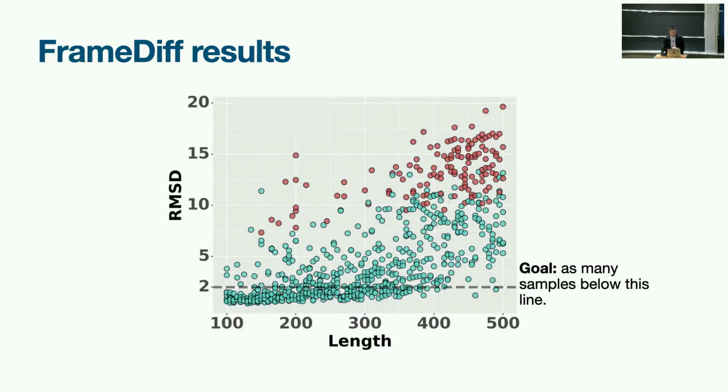And so this was back in 2021. Things have gotten a lot better since, but just to show what we found as an initial step, we were able to sample things that actually pass this 2 RMSD threshold of what you generate and what you predict. But what you see is that as you get to longer proteins, the performance actually gets worse. So higher here means worse.